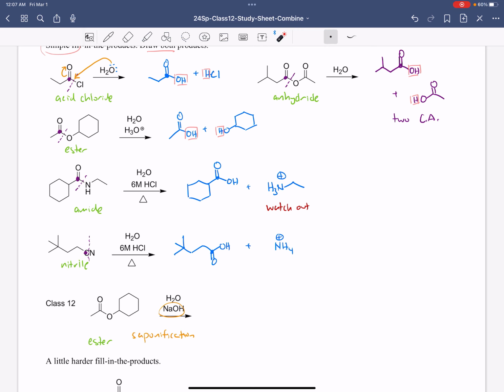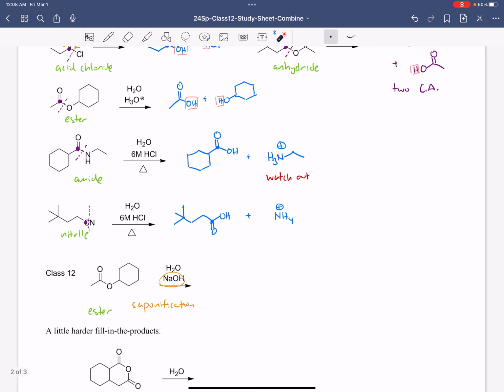Carboxylic acid, alcohol. Okay. That's initially what you actually get. And so without taking shortcuts, there's your dotted line and your dot. Initially, you do get this, plus the alcohol.